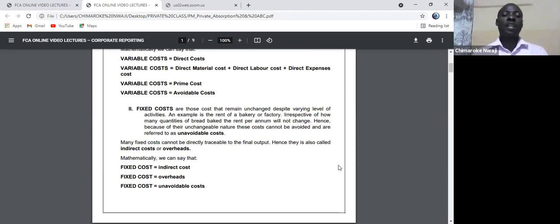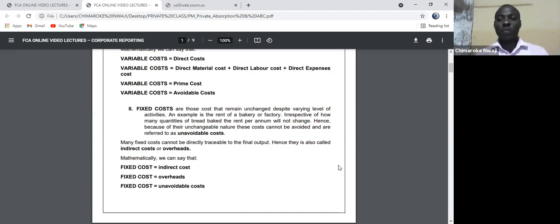And so you see that fixed cost remains unchanged, irrespective of your level of activity. And so we call fixed costs unavoidable costs. Why are they called unavoidable costs?